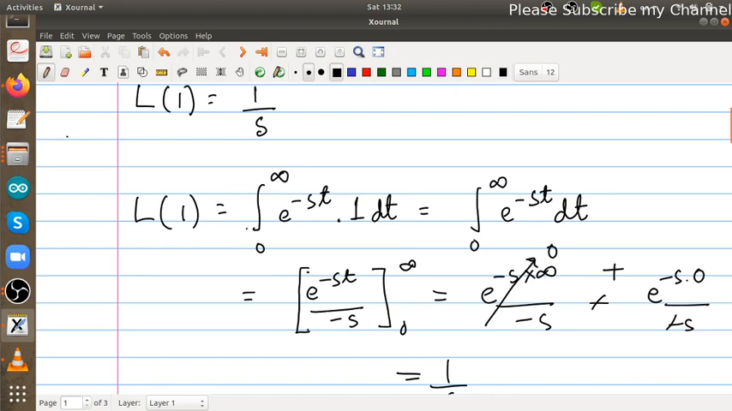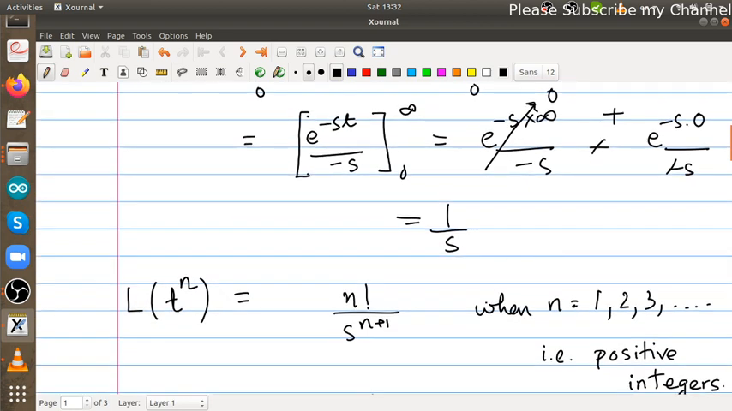Laplace transform of 1 is equal to integral from 0 to infinity e to the power minus st into 1 dt. Integral from 0 to infinity e to the power minus st dt equal to e to the power minus st by minus s, from 0 to infinity, e to the power minus s into infinity by minus s, which becomes 0, plus e to the power minus s dot 0 by minus s. It becomes 1 by s.